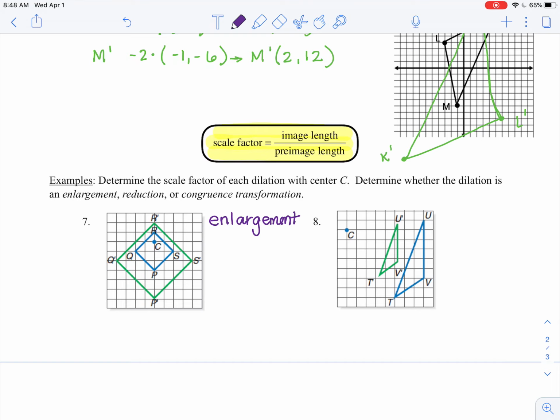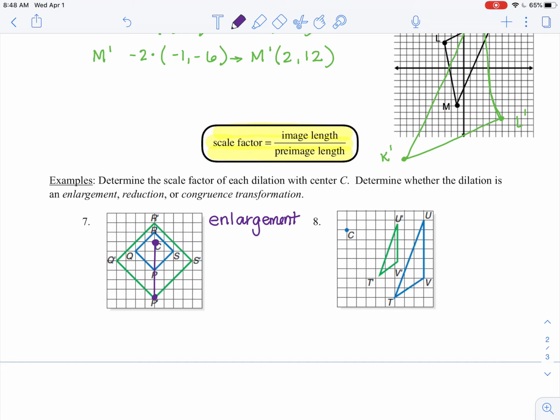What's the scale factor? To find the scale factor, you determine the length of one measurement from your image and divide that by the length of the corresponding measurement from your pre-image. In question number 7, we don't want to have to look at the lengths of the sides of the shapes because we'd have to use the distance formula. So instead, let's do something similar to what we did in questions 3 and 4, where we measured the distance from the center of dilation out to each point.